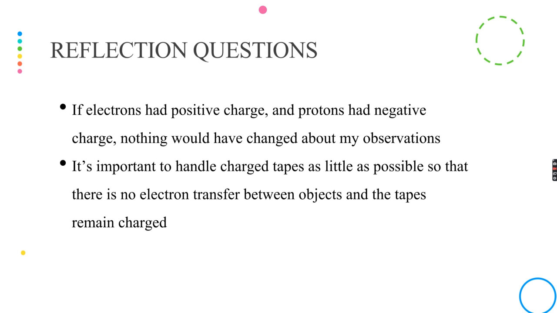Reflection questions. If electrons had positive charge and protons had negative charge, nothing would have changed about my observations, because the like charges still would have repelled each other and the unlike charges still would have attracted each other, and it would have changed nothing about the principle of temporary dipoles. It is important to handle charge tapes as little as possible so that there is no electron transfer between objects and that the tapes remain charged.